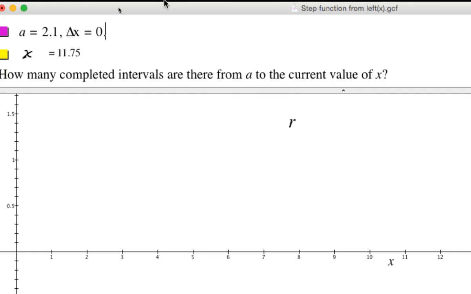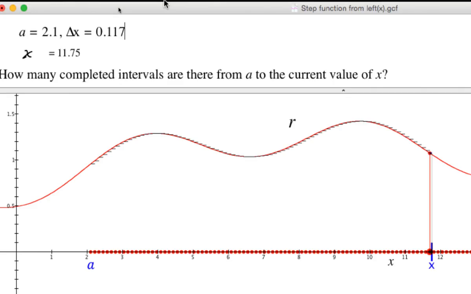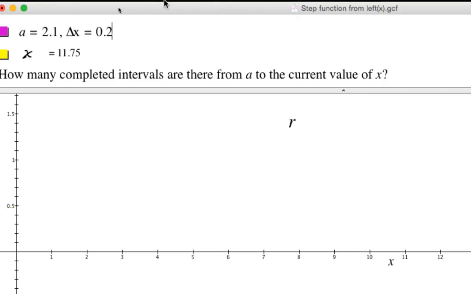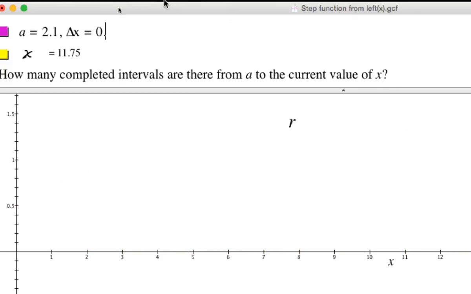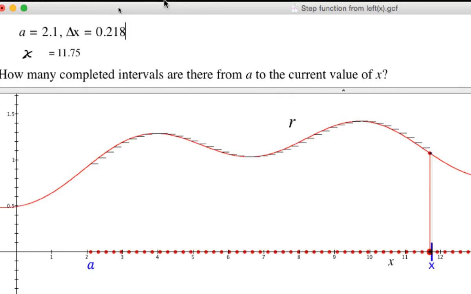Too small. There we go. Let's make it a little bit worse. 2, 3, 4, 8. There we go. You can still count that. Okay. So you might be able to count, but it's discouraged. How many completed intervals are there between A and the current value of x, 11.75.